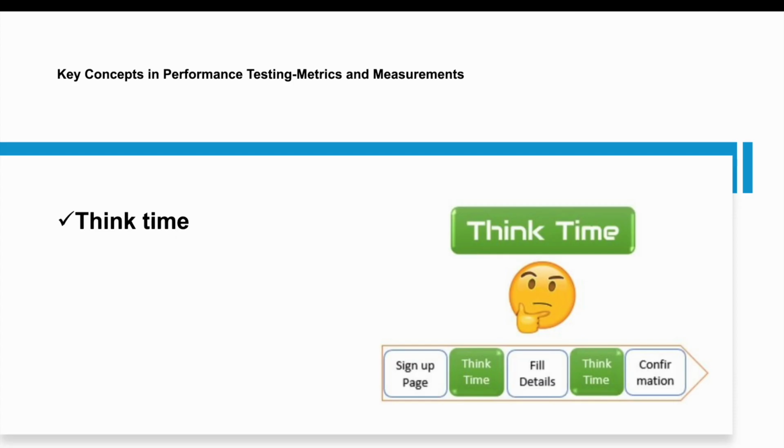Next concept is think time. Think time is whenever you are navigating through a website and performing a certain task like clicking on the menu or clicking on a button, you will take some time to think. That time is called think time. The user pauses for a while before taking each action. So while testing with the virtual users, we must take into account this think time while executing the script to simulate the real-time scenario in the testing environment.